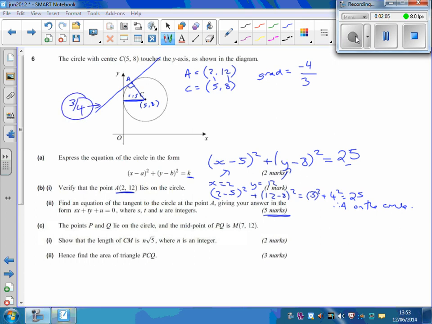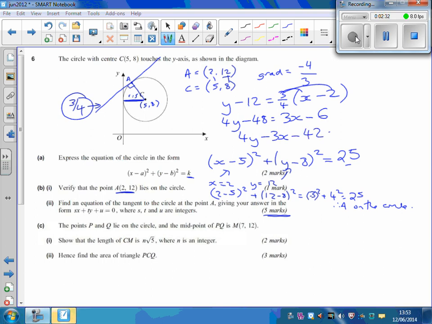So we're going to use y minus the y number equals gradient times x minus the x number. Have we got to leave it in a particular form? Yes, we've got to leave it all over the left-hand side. So let's times everything by 4. Let's multiply out by the 3, and then bring it all over this side. I'm adding the 6, so I've got minus 42 equals 0. There's my answer to part B.